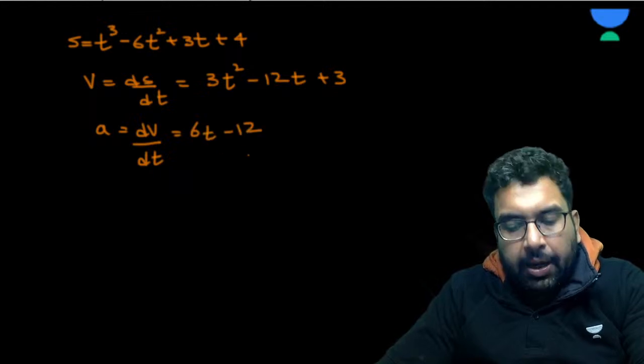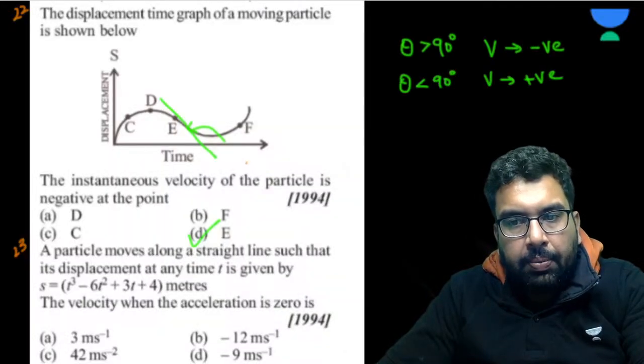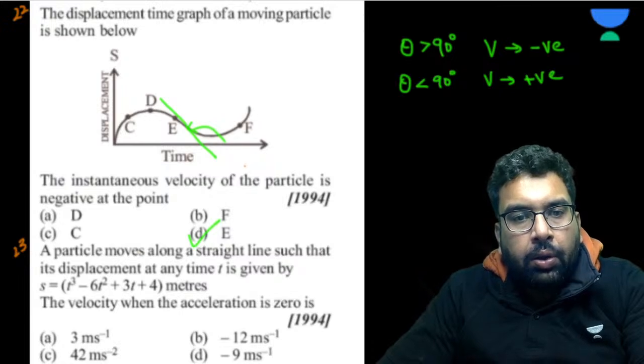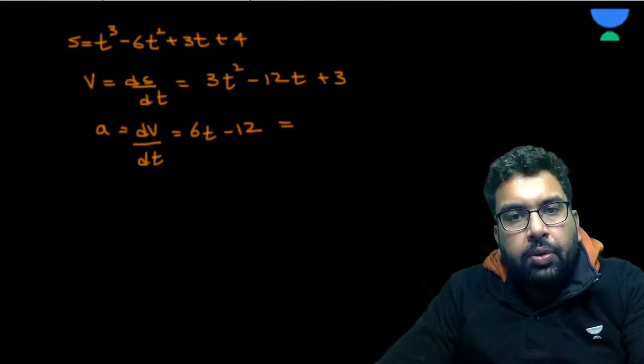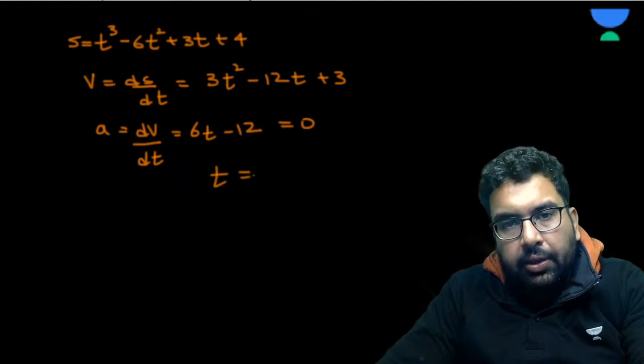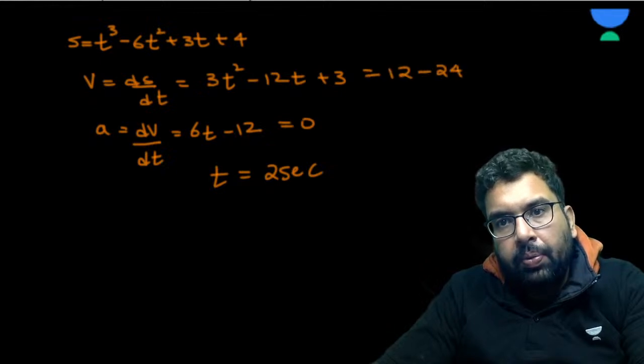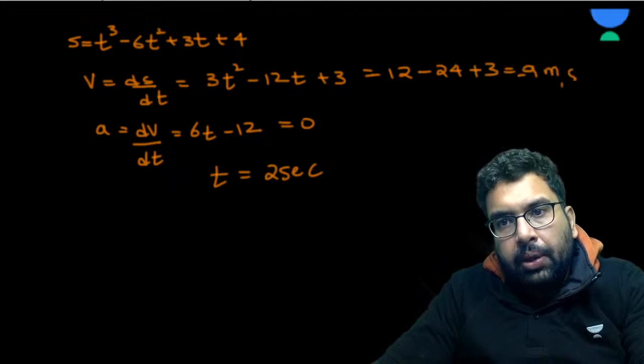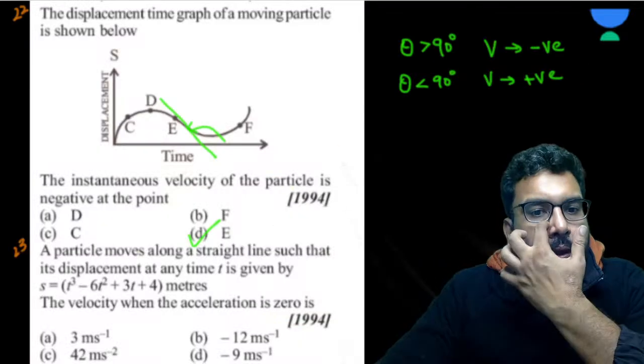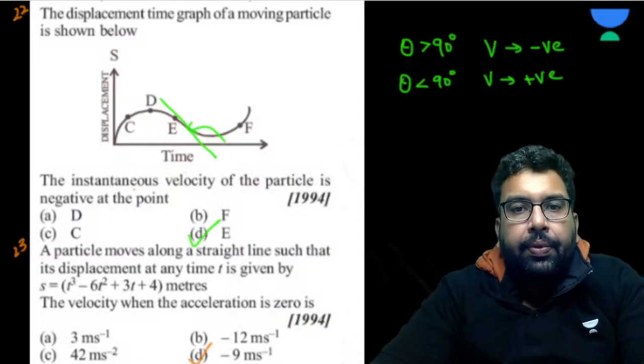So this is 60 minus 12, right? This is 60 minus 12. So now the velocity when acceleration is 0. Acceleration is 0 at t is equal to 2 seconds. Now can we put it here? So this will become 12 minus 24 plus 3. So this is minus 9 meter per second square. So what is the option? Option is D option, right? Okay.